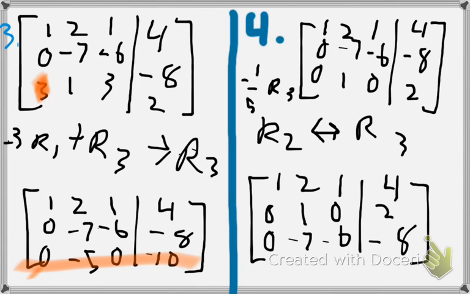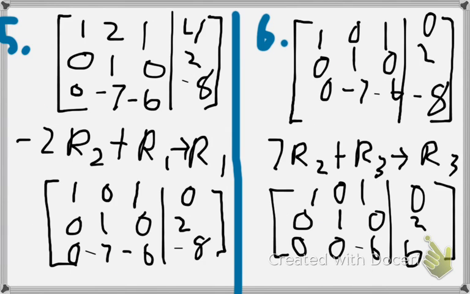And then you want the middle one next, but you don't want to multiply by a negative number so soon. So what I did is I multiplied the bottom row by -1/5. So that is 0, 1, 0, and 2. And all I had to do was swap the rows. And this is what I got.